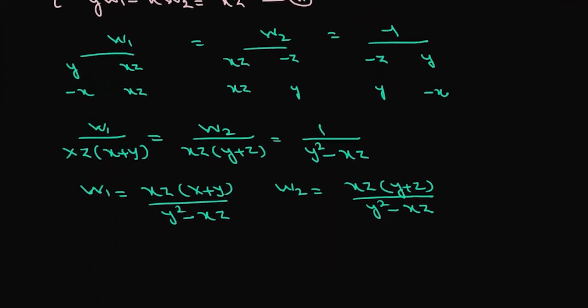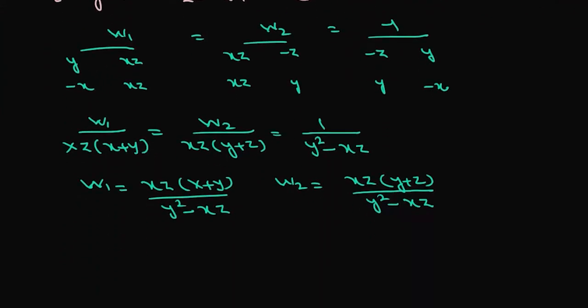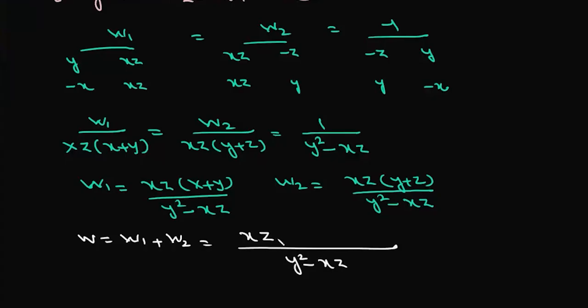Now W is basically W1 plus W2. So we can simply write W as W1 plus W2, and if we add these two, Y square minus XZ, that's the denominator, XZ will be common, and here it is X plus Y plus Z. So there will be X plus 2Y plus Z, and that's your result B.